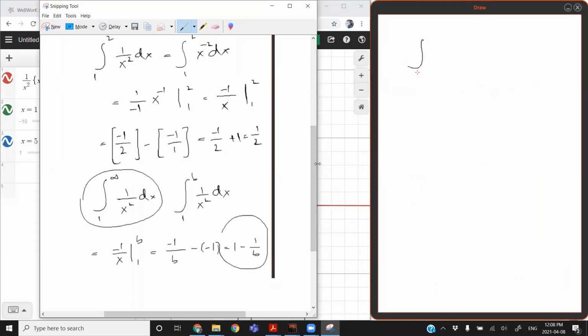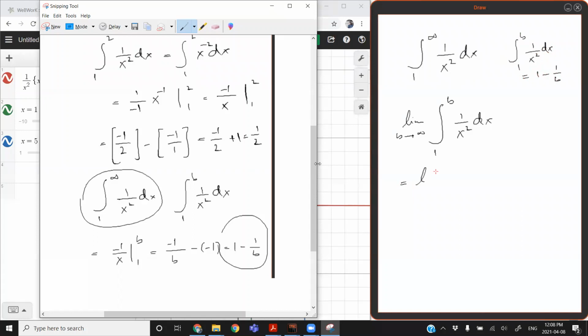So in order to calculate the integral from 1 to infinity of 1 over x squared dx, I can calculate the integral from 1 to b of 1 over x squared dx, and then take the limit of that as b approaches infinity. Since I calculated this one already, the integral from 1 to b of 1 over x squared dx, I found it to be 1 minus 1 over b.